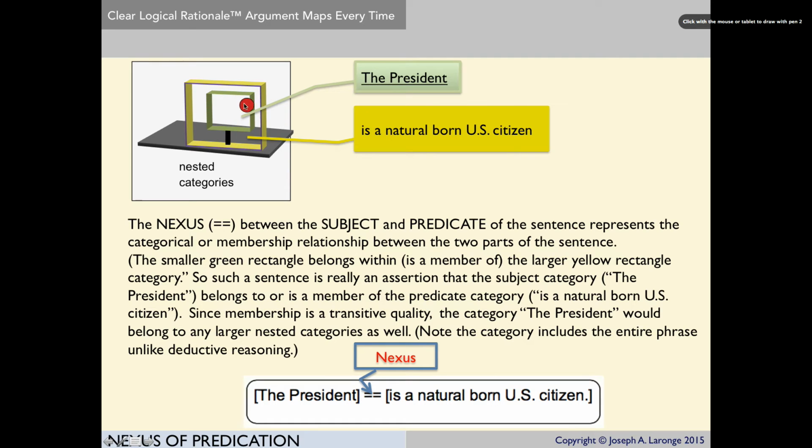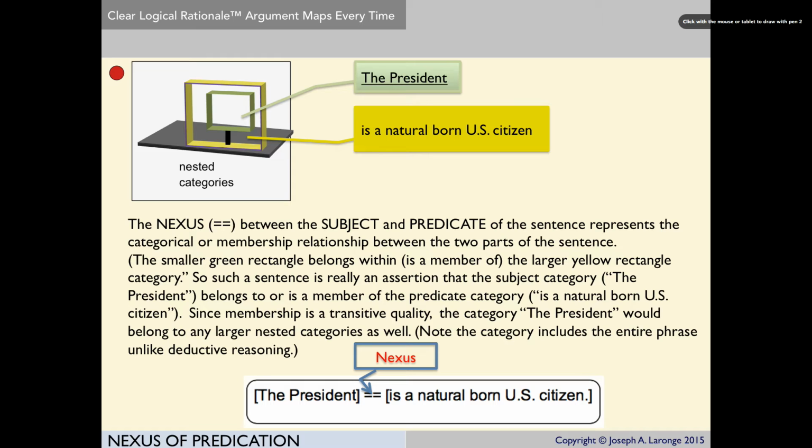Now, if you didn't think it belonged in this category, that's when you would say, no, I don't think the president is a natural-born citizen, because I don't think the category, the president, belongs within this category. So are you saying that the subject phrase is always contained within the predicate phrase?